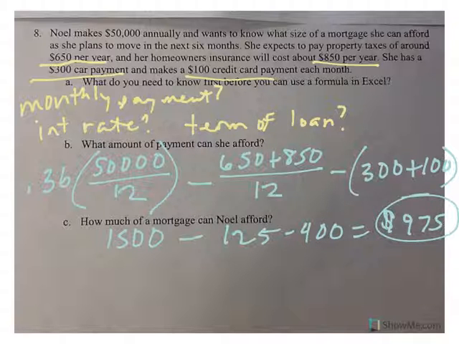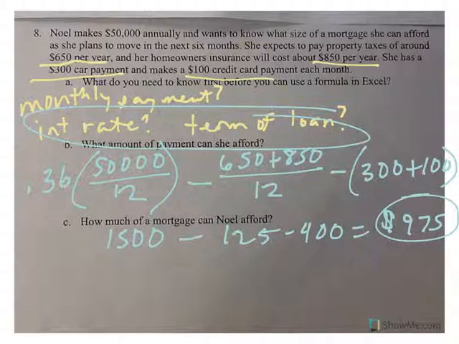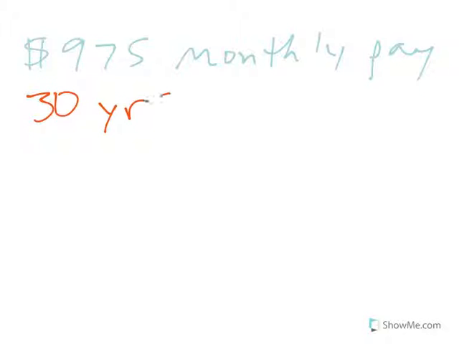Now, we don't know the interest rate or the term of the loan, right? That's not given. So we are going to assume that she can do the $975 monthly payment. And just for fun, we are going to say 30 years at 6% interest. So I think right now, 6% is high for a house. So we're going to estimate high. Because if you can afford it at this, then you'll be able to get more at a lower interest rate.